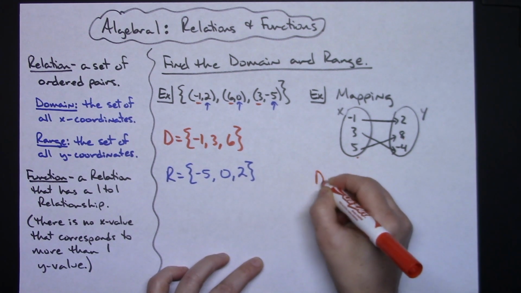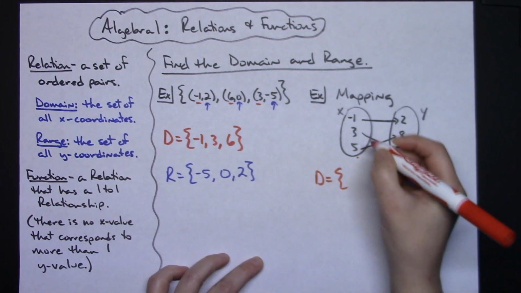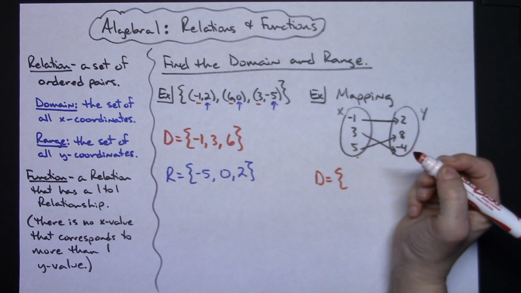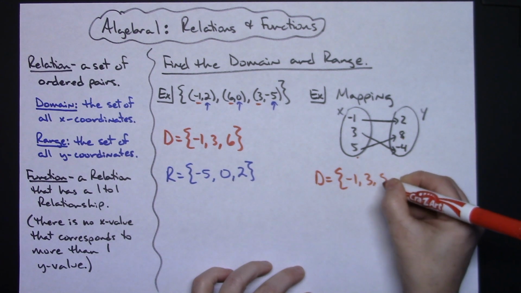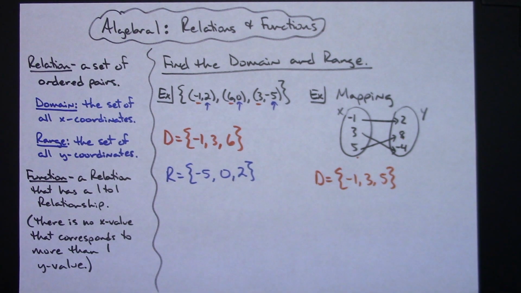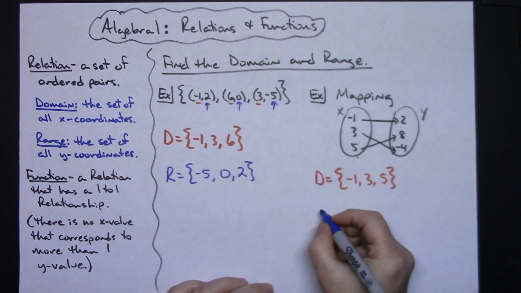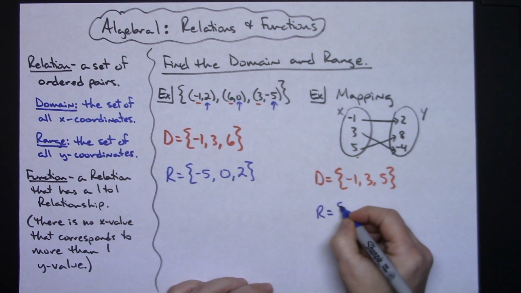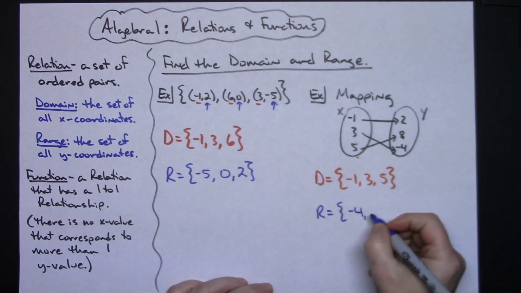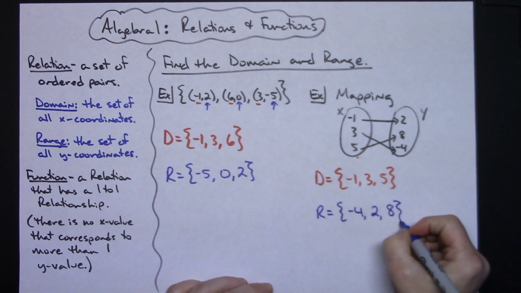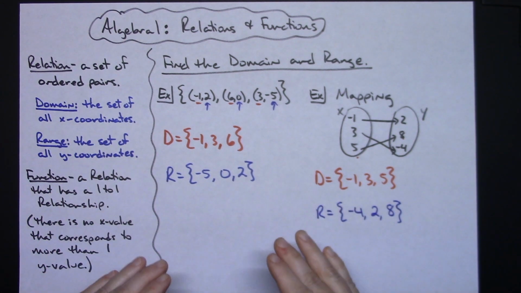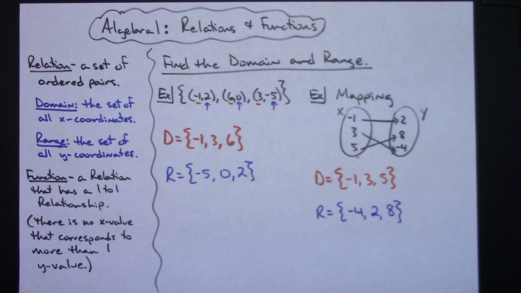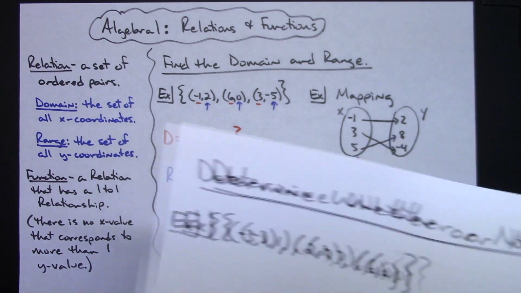So I can clearly go and look at my domain, which is the x coordinates as they sit right there in that bubble. Writing them from least to greatest, I would have a -1 and a 3 and a 5. And then taking a look at those y coordinates, which have already been grouped together for us, the range would be a -4 and a 2 and an 8. So definitely one type of question that can be addressed with this is asking you to identify that domain and range when given a relation.